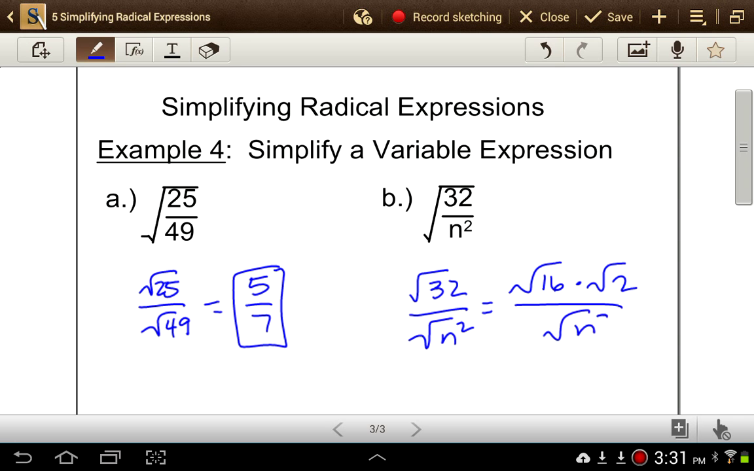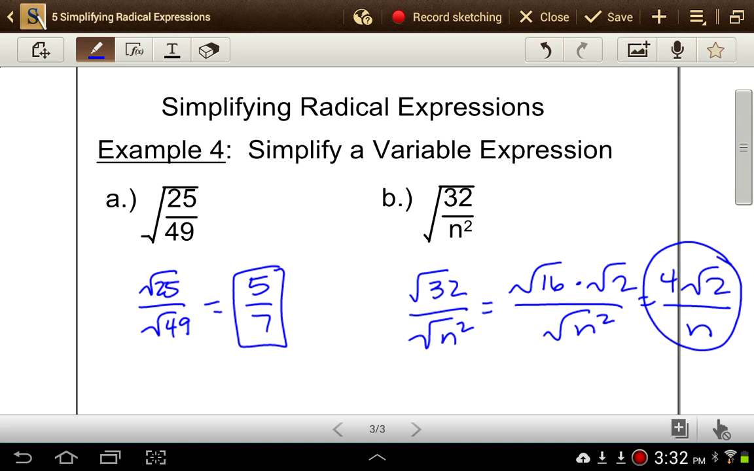Now I'm going to do my work for my final answer. Square root of 16 is 4. Square root of 2 is the square root of 2, and the square root of n squared is n. Okay, so you're basically breaking them into individual problems, doing the work, and then just kind of pushing them all together for your final answer.